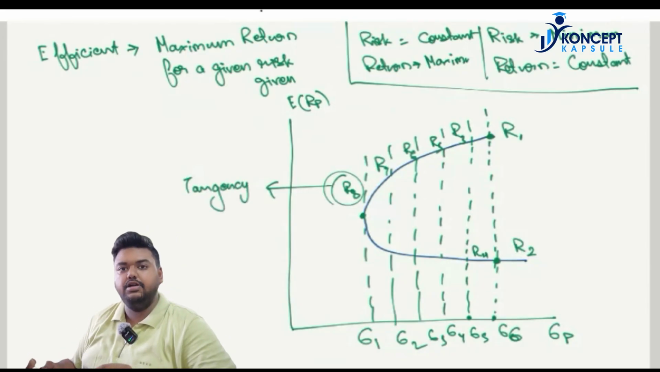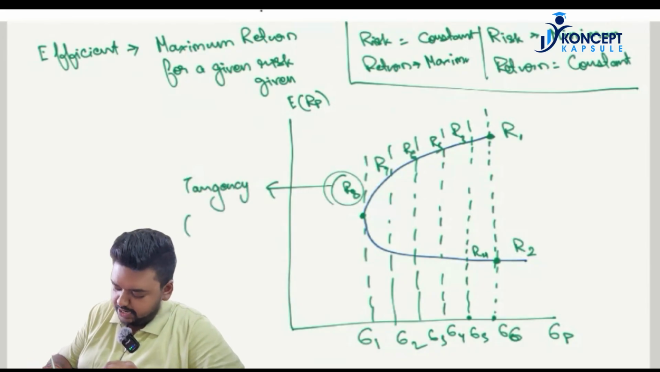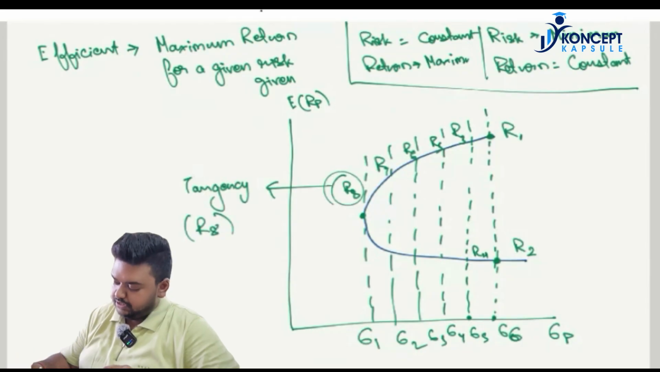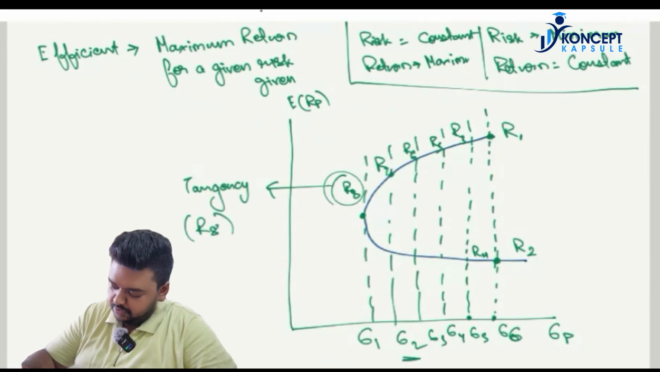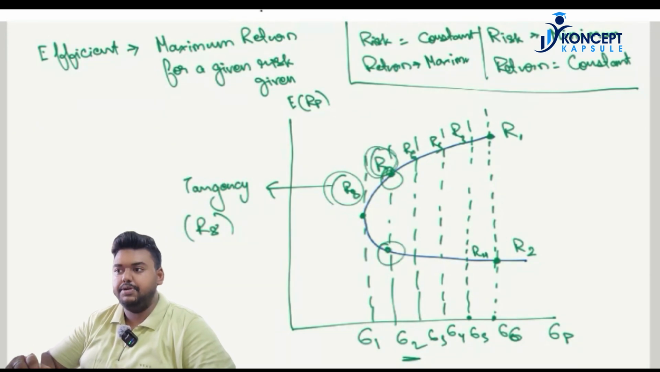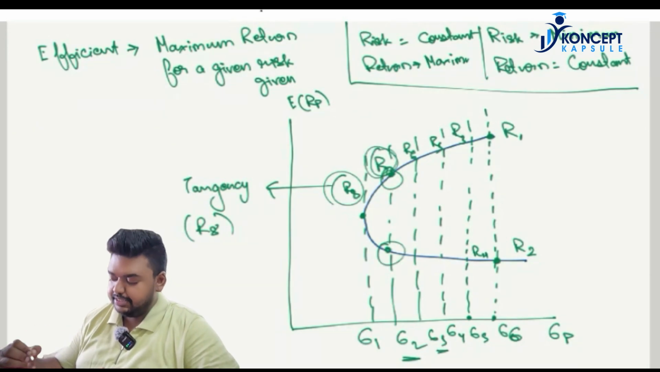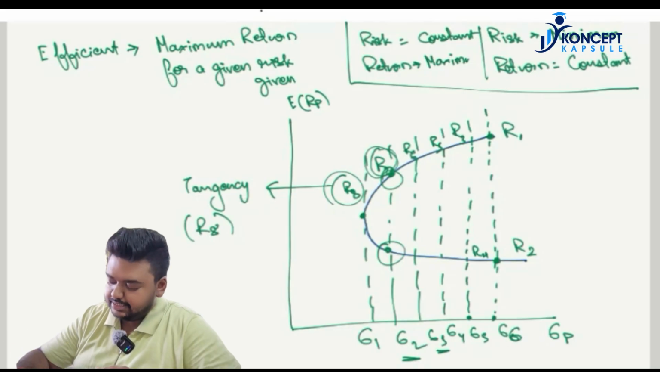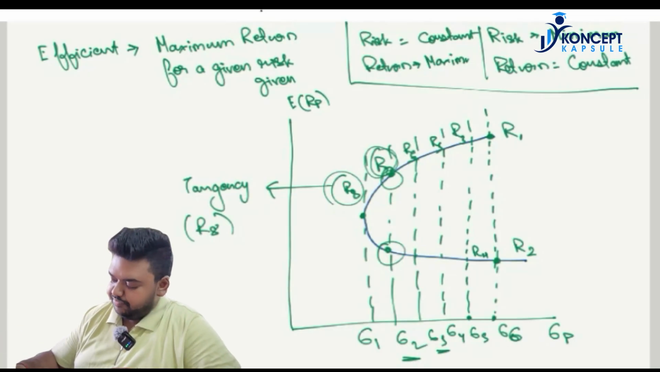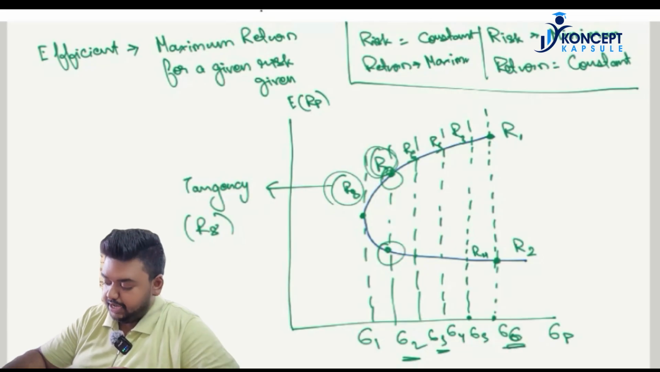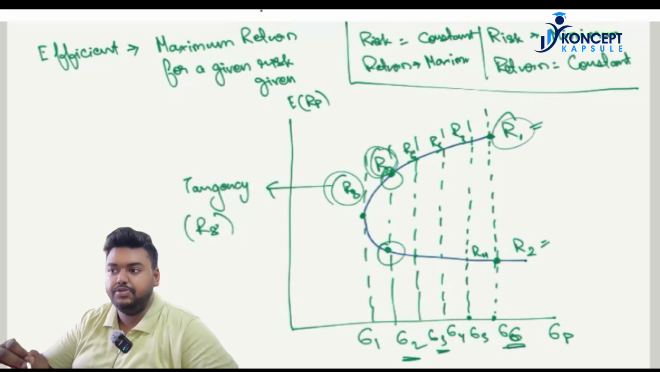The maximum return will be the tangency itself. So R8. For sigma 2, what is the maximum return? This or this? Definitely R7 is the maximum return. For sigma 3, what is the maximum return? R6 or the below one? Definitely R6. Similarly, for sigma 6, what is the maximum return? R1 or R2? Definitely R1.